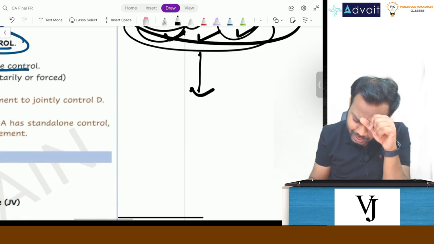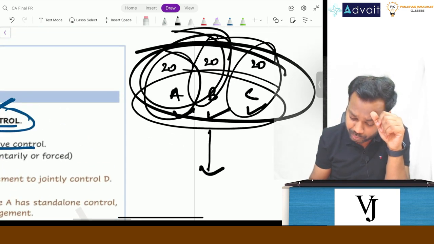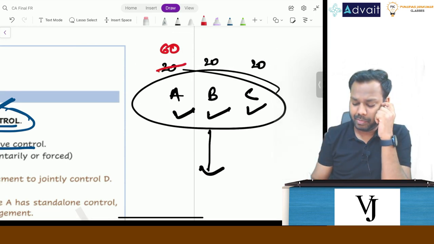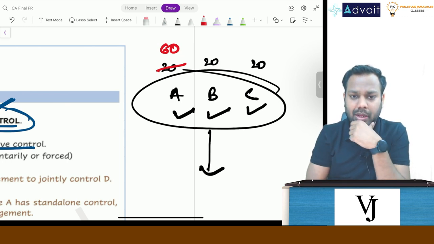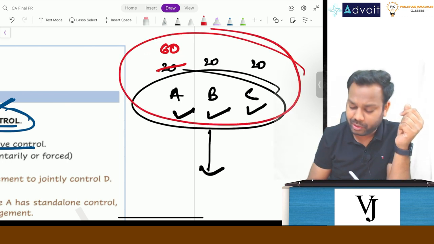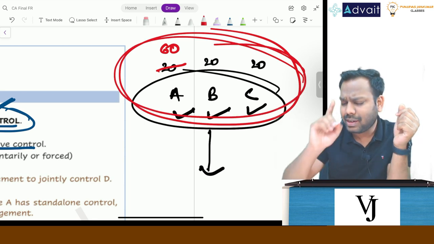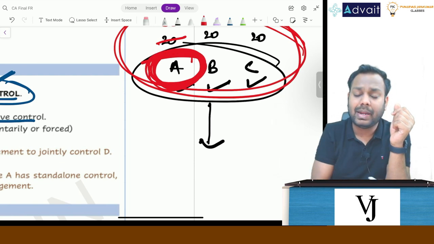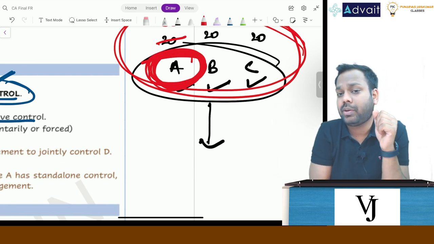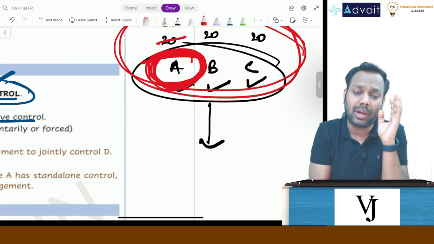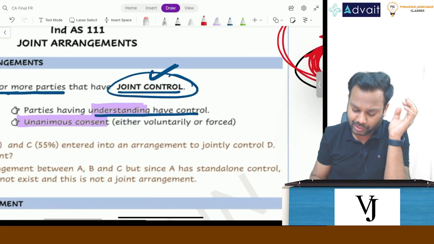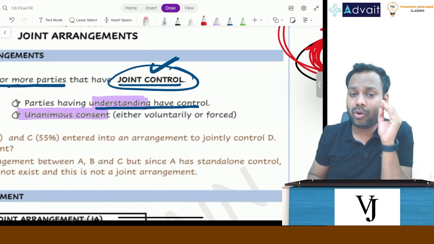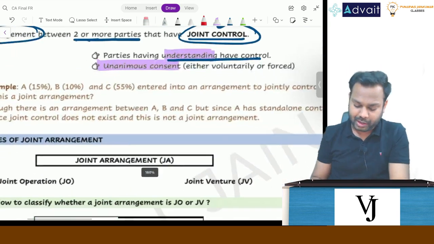But now, taking another situation, let's suppose here A has 60%, B has 20%, and C has 20%. Even though there is an understanding between them, even though they take unanimous consent, A has the right to take decisions independently as well, so it will not be a case of joint control. So the standard says joint control means there is an understanding, there is unanimous consent, and no party has standalone control. So that's what I have tried to explain with the help of this example.